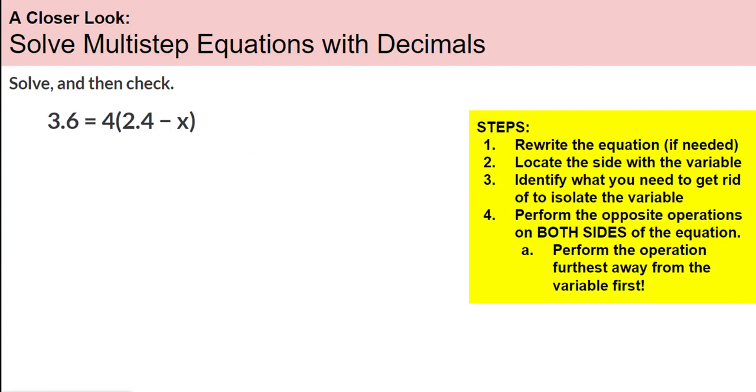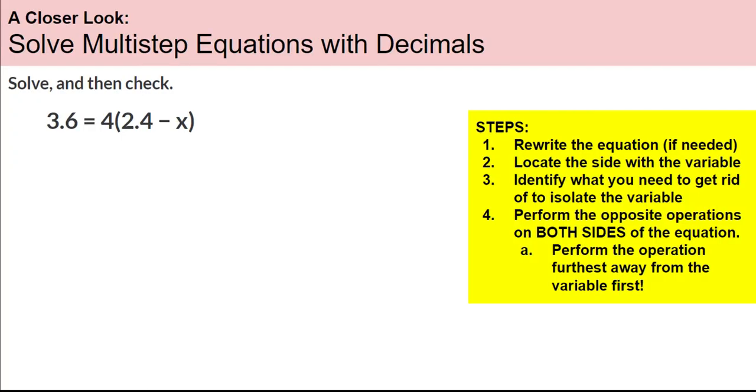3.6 equals 4 times the quantity 2.4 minus x. Pause the video, try this yourself, then we'll review. What was the first thing you did to solve this? If you said divide by 4, that's what we got to do. The x is on the other side now, but that's okay. We want to get rid of the 4 first because it's on the outside of the parentheses. So I'm going to divide by 4 because it's being 4 times this whole thing.